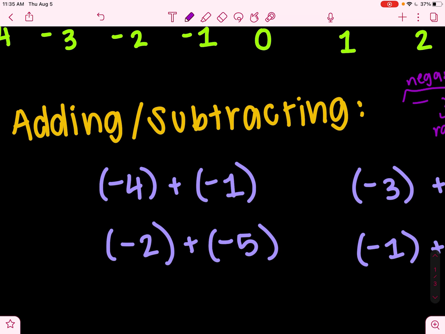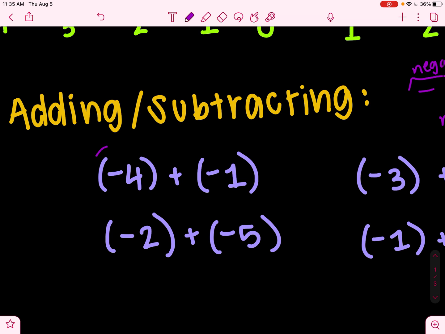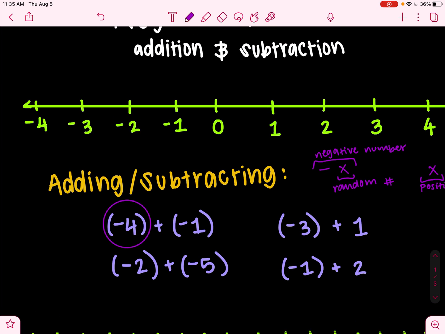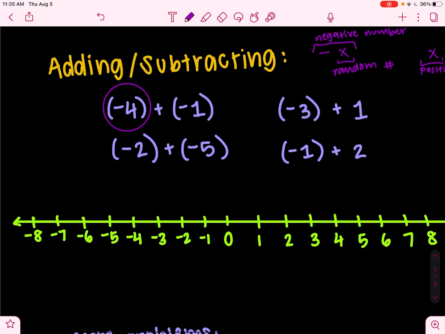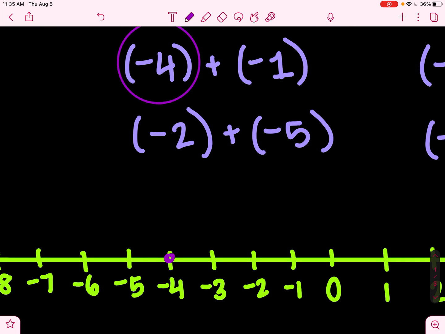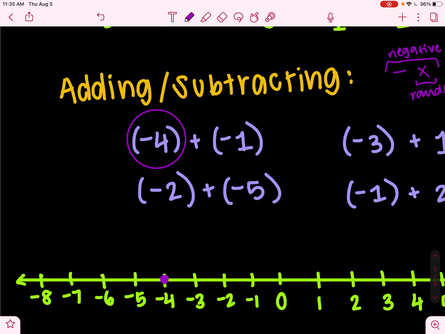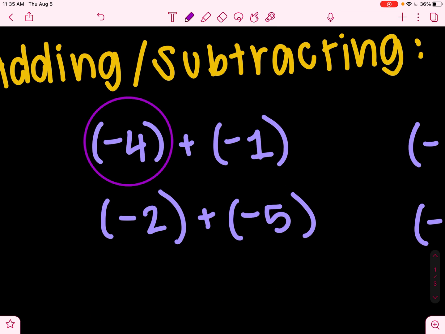So our first problem is -4 plus -1. What we're going to do first is locate our first number, -4, on our number line. So first we can locate -4. I'm going to be using this number line. So first we found -4. Here is our number -4. Now we're going to locate, actually we're not going to locate -1. We are going to use counting skills to subtract 1 from -4.